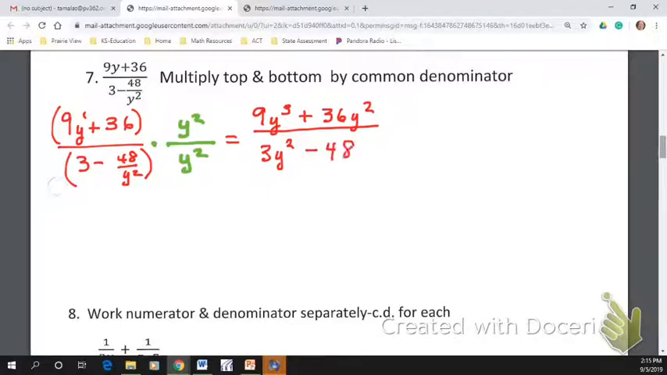Okay, now I would love to say we're done, but I have to check and see if this stuff will cancel or factor, and they both do factor. So we need to do that. What can I factor out of the numerator? A 9. What else? Y squared.